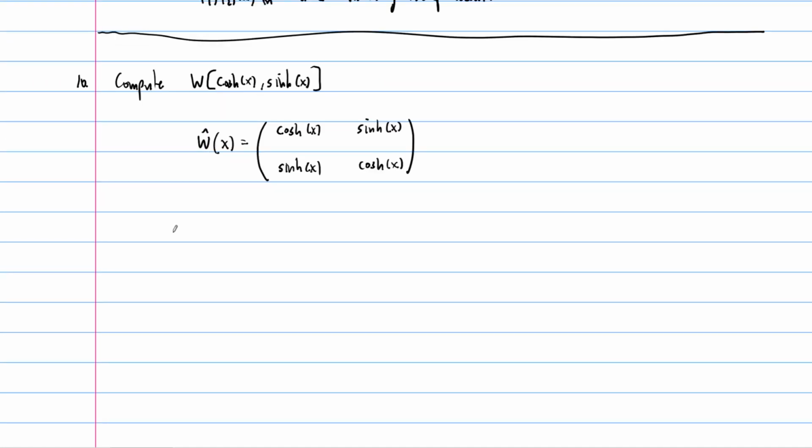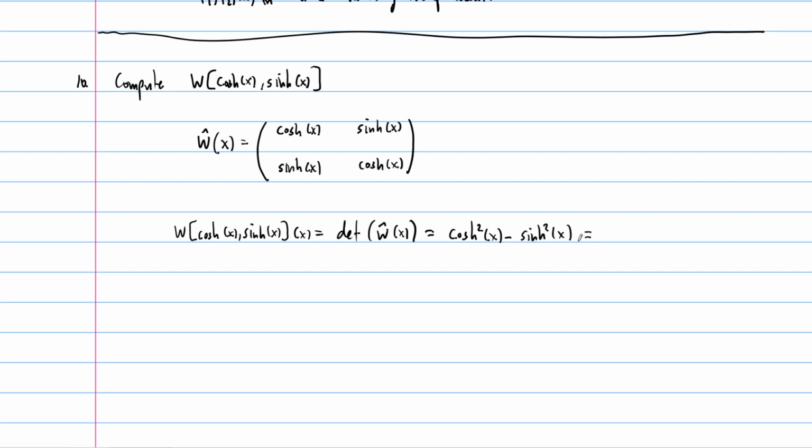So there's our matrix, and then our Wronskian function, which, if in context you know what these functions are, then you don't have to write everything every time, but we'll write it this time. This is going to be the determinant, right? The determinant of W hat of x. And therefore, we just do simple crisscross multiplication. So this one will be cosh squared of x minus sinh squared of x.